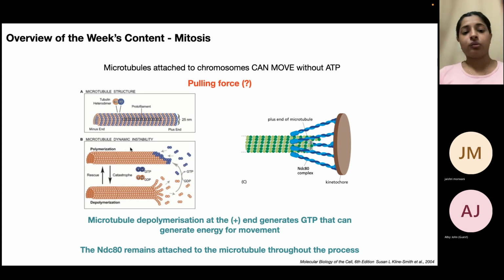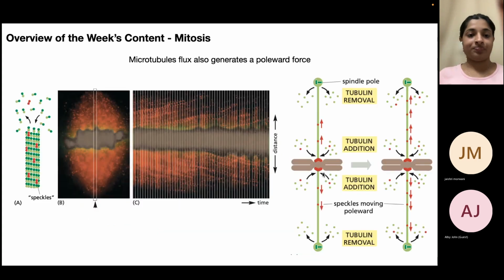This is because there is continuous polymerization and continuous depolymerization. So there is removal of the tubulin units from the end, and then there is addition of the tubulin units as well. This depolymerization is at the plus end. We can recall plus end is towards the chromosome, minus end is towards the spindle pole. Now, towards the plus end, there is extensive depolymerization, and this release of tubulin units also releases GTP, which can be used as the energy for the movement of chromosomes. However, throughout the entire process, the NDC80 complex is attached to the microtubule, ensuring proper attachment of the chromosomes as well.